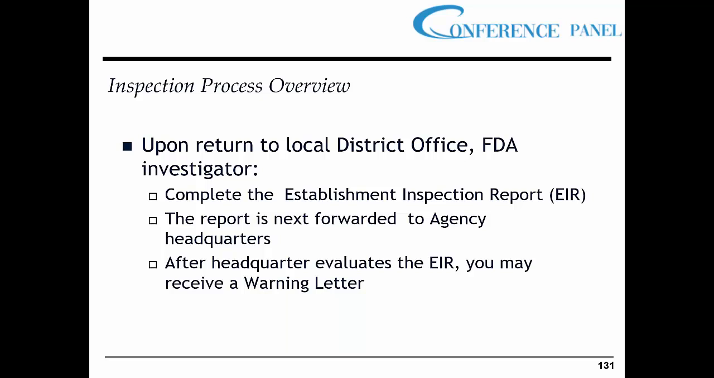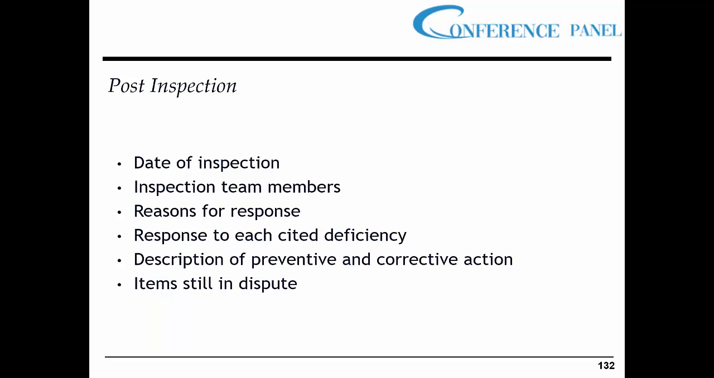When they get back to the district office, they complete an EIR, which is the Establishment Inspection Report, that they normally begin on site. The report is next forwarded to the agency headquarters, where they will certainly evaluate that document further post-inspection. At the completion of the inspection, the company representative should prepare a written report and maintain a file of the subjects, operations, documents, and activities that were inspected and are performed during the FDA investigation.